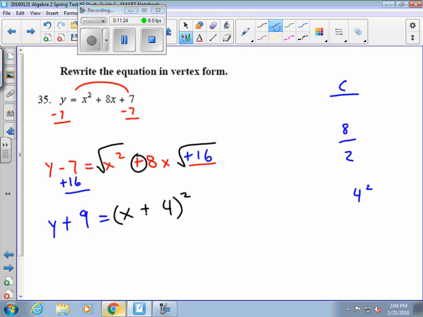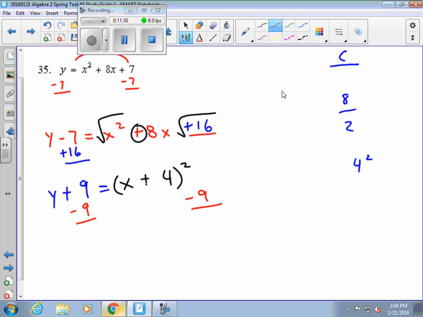Vertex form is when we have y all by itself. So we need to get rid of plus 9. When we do it there, we need to do it here. You can't take it away from 4 because it's inside of the parentheses. So we have simply y is equal to x plus 4 squared minus 9.